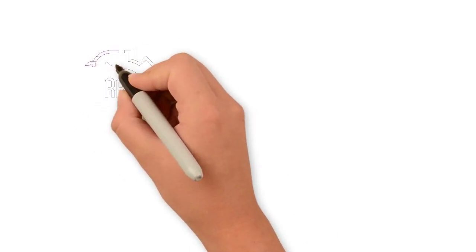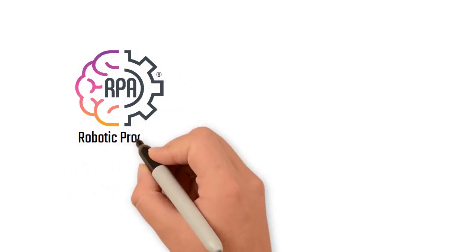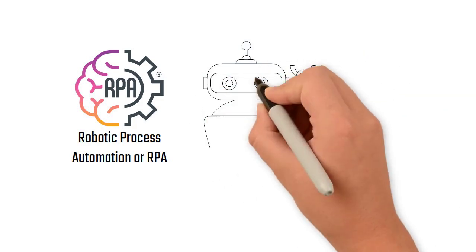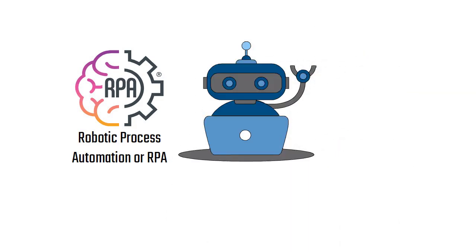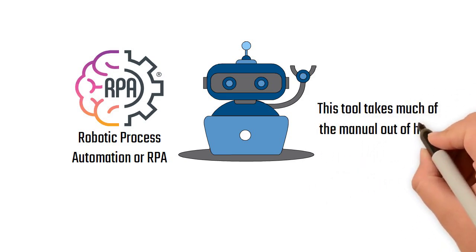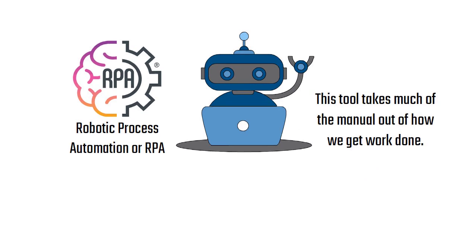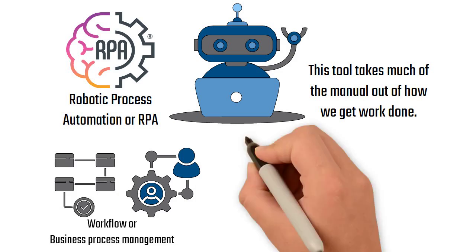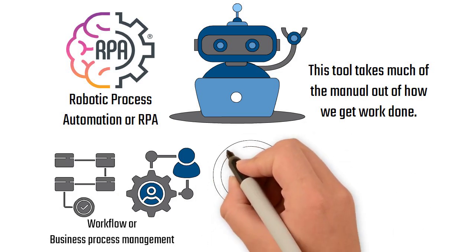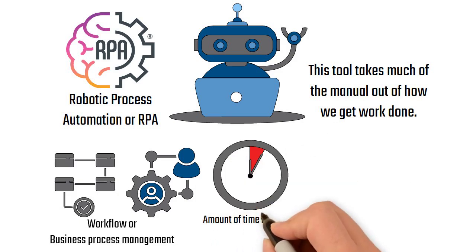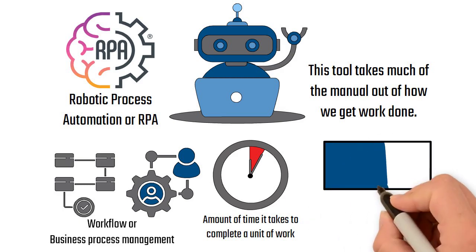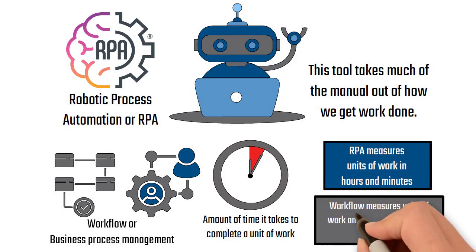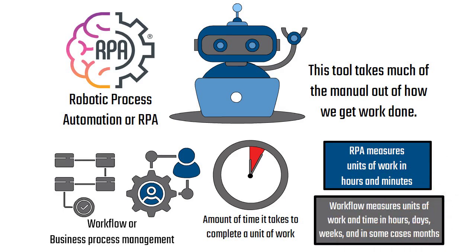Next, I'll mention one of the most common starting places for hyperautomation, and that is our digital employee, robotic process automation, or RPA. It represents the tool capable of replicating what a human does on a computer. This tool takes much of the manual out of how we get work done today, but it can only go so far. Next, and a second cousin of RPA, is workflow, or business process management. Key differentiator here between workflow and RPA is time, specifically the amount of time it takes to complete a unit of work. While RPA measures units of work in hours and minutes, workflow measures units of work and time in hours, days, weeks, and in some cases, months.